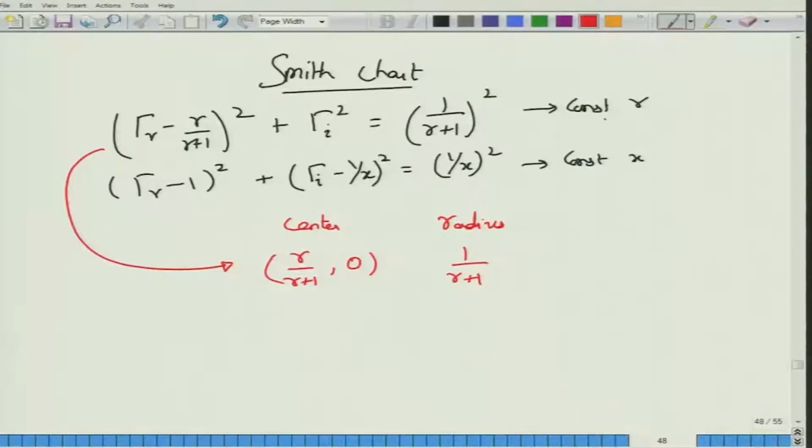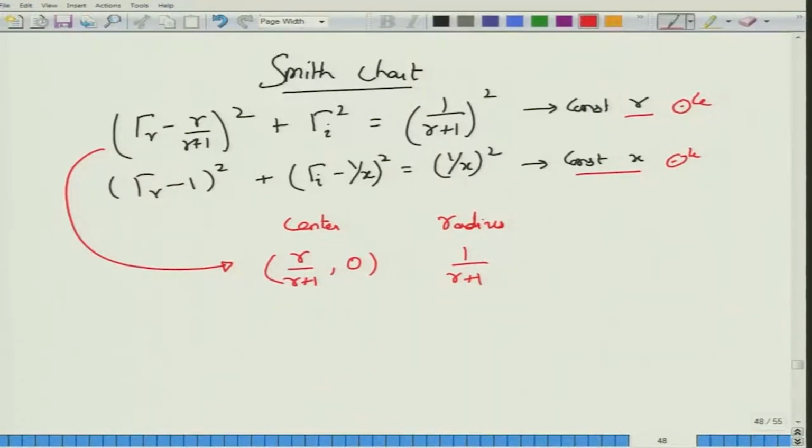The first equation that we derived was for the constant R values, and the second equation is for the constant X values. Actually they are not constants, but if you fix R to a constant value, then this would correspond to a circle, right? And similarly, if you fix the value of X, this would correspond to another circle. The two equations correspond to equations of circles, one for R and one for X.